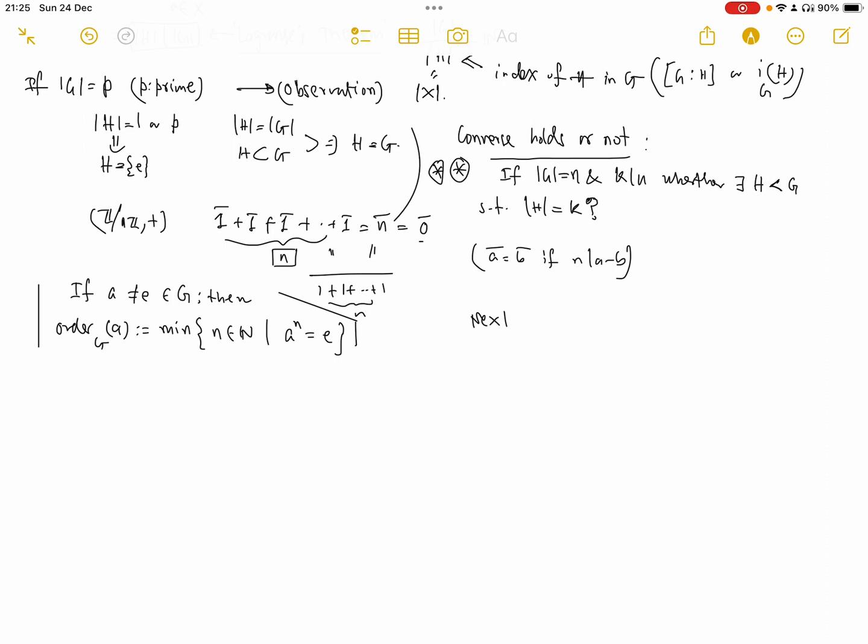Next time, I will talk more about subgroups of cyclic groups. Here we have seen subgroups of any group. So particularly, we'll see subgroups of cyclic groups and the order of an element. We'll talk about these things in the next video.